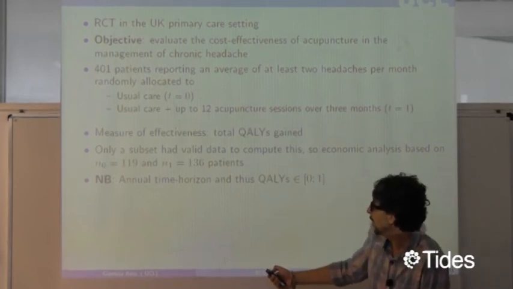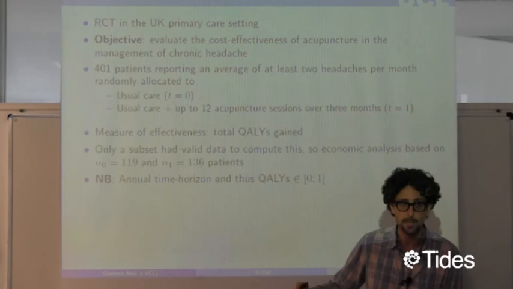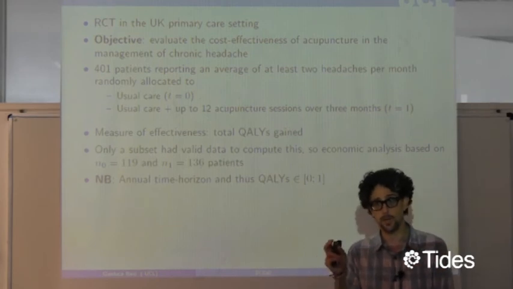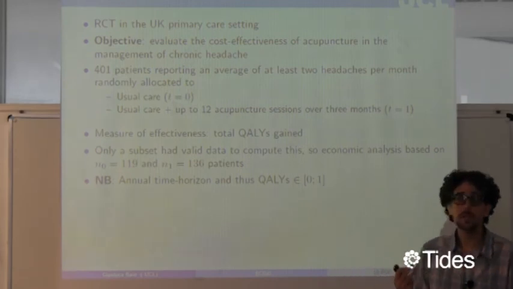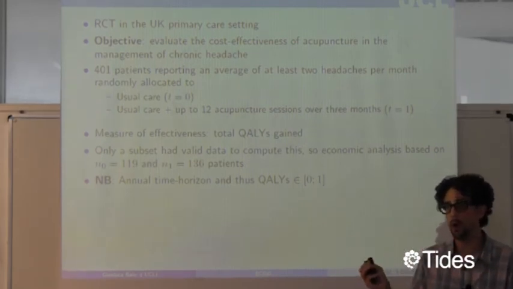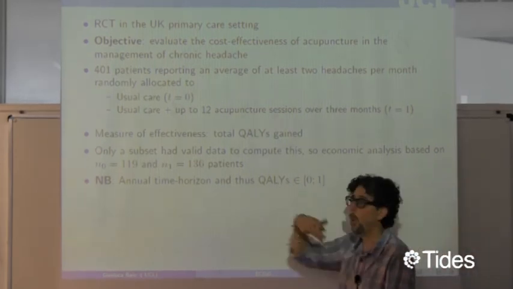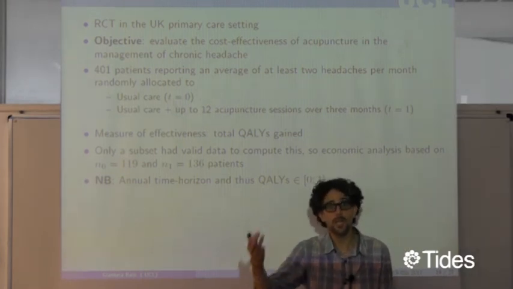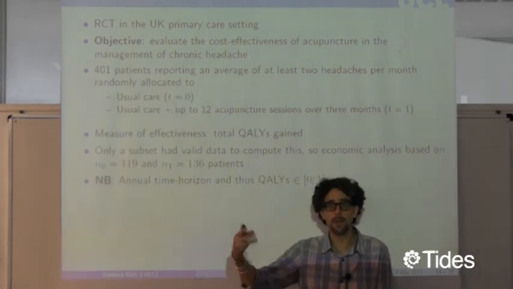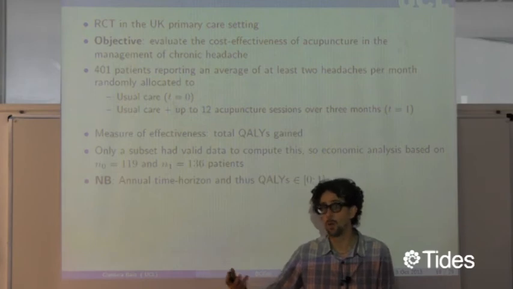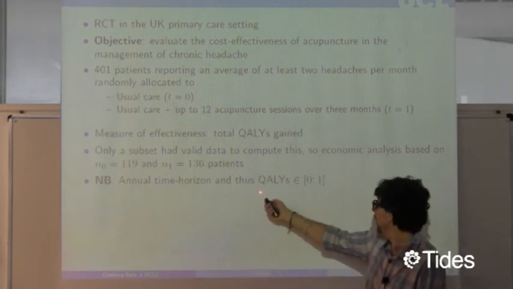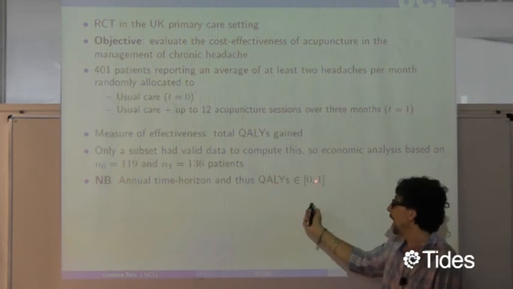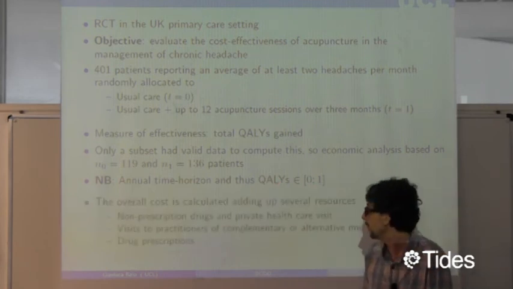Because the annual time horizon is selected, basically these patients were measured at a year of observation or follow-up, then the QALYs are included in the interval 0-1. The QALYs are a measure of quality-adjusted life year. So in a year, you can only gather 1 year of life, or less, if you're not living at full health. So the QALYs, my effectiveness measure, lies between 0 and 1.